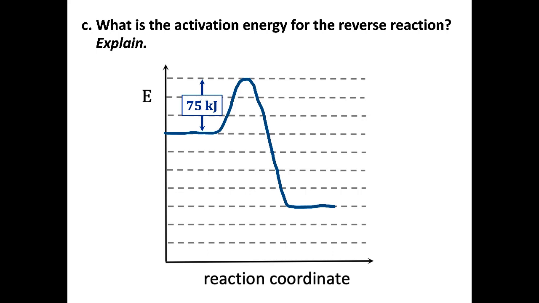And the activation energy going forward is 75 kilojoules. The difference in energy between the reactants and products is 100 kilojoules. And so if we're going backwards from the products' energy to the top of the hill, which you have to overcome, that's the activation energy going in reverse. And so that total is 175 kilojoules. So the activation energy for the reverse reaction is that, 175 kilojoules.